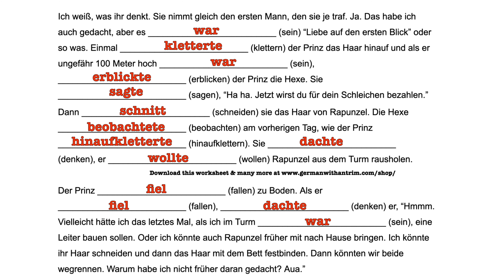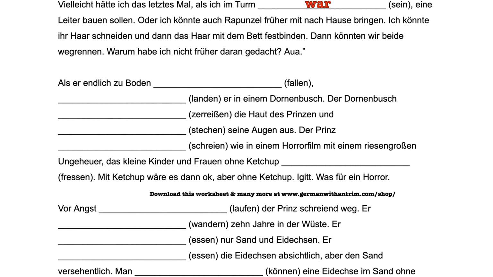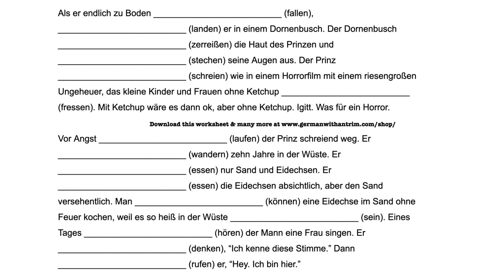Aue! It's ow, but German. Als endlich zu Boden, and again the same form that we had before for fallen, fiel, when he finally fell to the ground. And the verb landen, landen is a regular verb, which means it just has those te endings. And we have here the d at the end of our stem, so we had to add an extra e for our conjugated form. Landete. Landete in einem Dornenbusch. When he fell to the ground finally, he landed in a thorn bush.